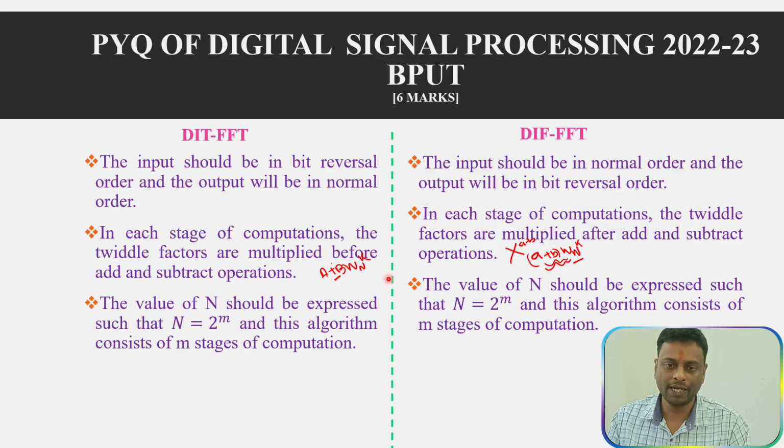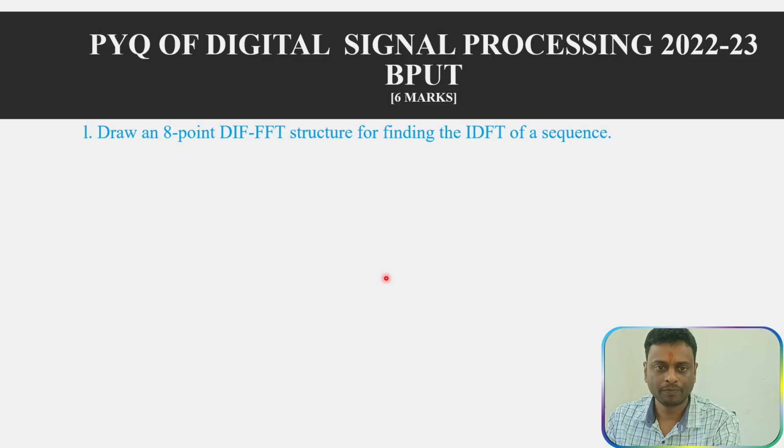So you can write as many as 6 points, because it is a 6 mark question. The last one is: draw the 8-point DIF FFT structure for finding the IDFT of a sequence.